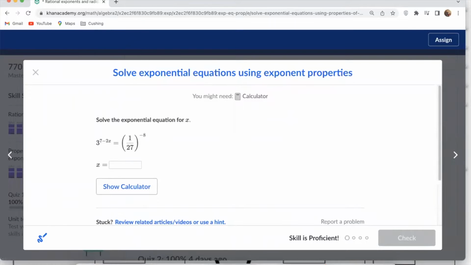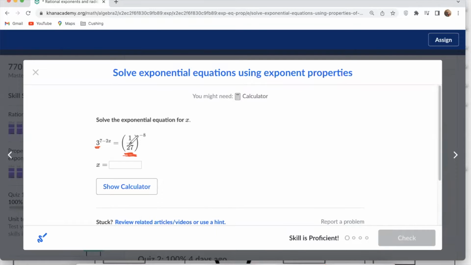All right. So I'm looking at this equation. Let's get my pen out. On both sides of the equation, all I have is a base. On the left side, I have the base 3 raised to the 7 minus 2x power. And on the right side, I have the base 1 over 27 raised to the negative 8 power. So I'm going to try to rewrite one of these so it has the same base as the other.